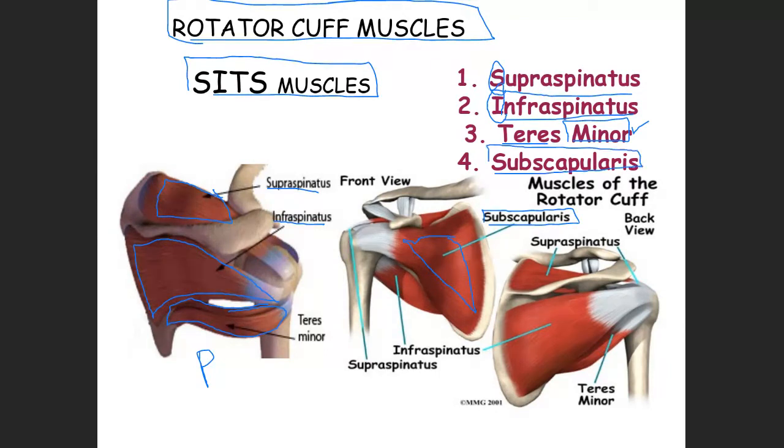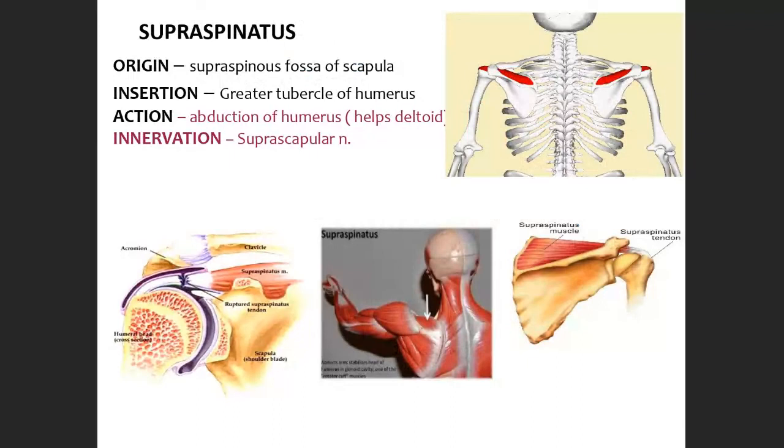Okay, so let's look at these in detail. So first of all, the supraspinatus is going to originate in that supraspinatus fossa, and it's going to insert into the greater tubercle of the humerus. The action is abduction. So often will kick in if the axillary nerve is injured. It helps the deltoid in abduction. The innervation is called the suprascapular nerve.